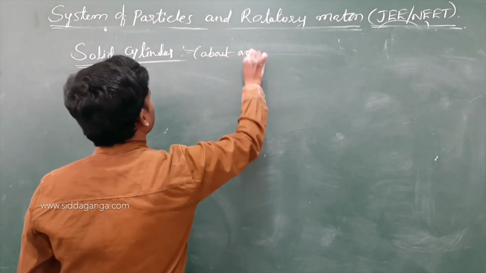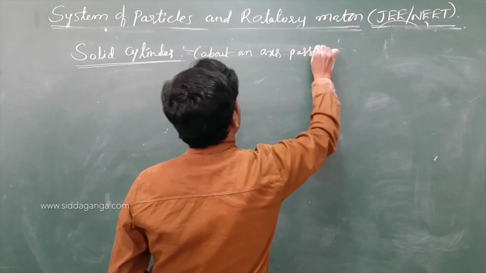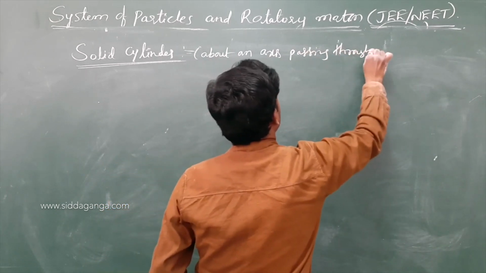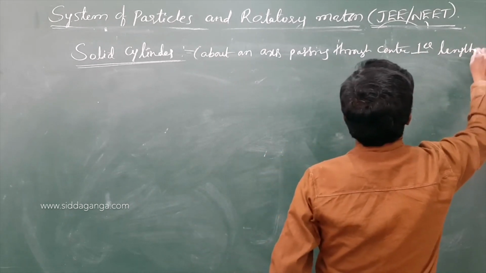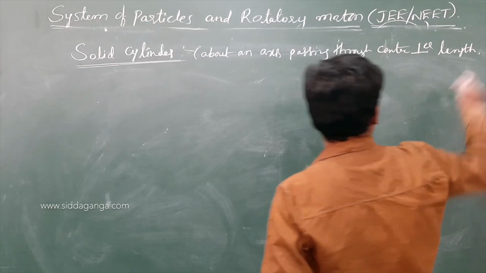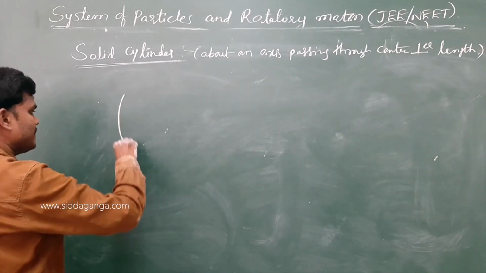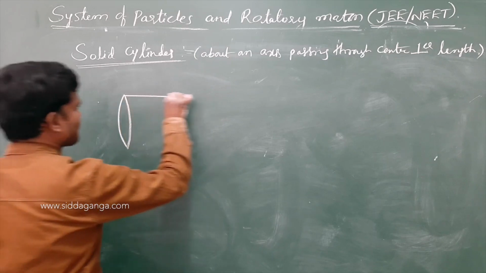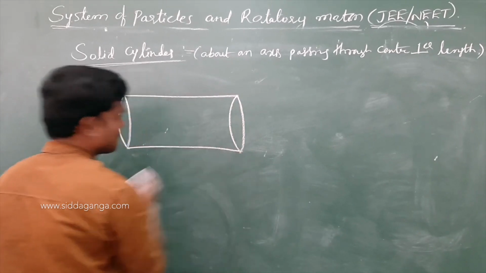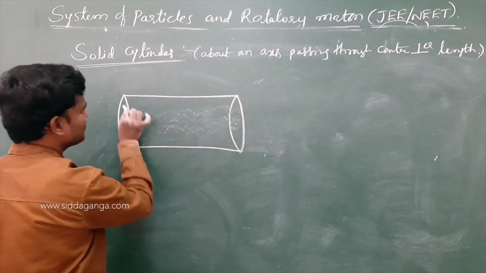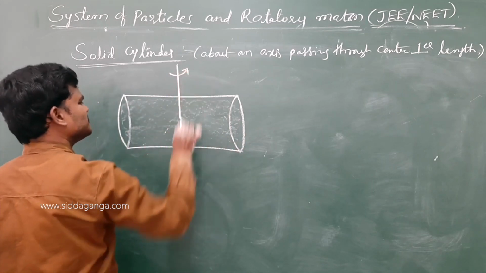about an axis passing through the center, perpendicular to the length of the cylinder. See, this is the cylinder. Okay, and this is a solid cylinder, which means complete material will be there. And I am finding the moment of inertia like this, about this.